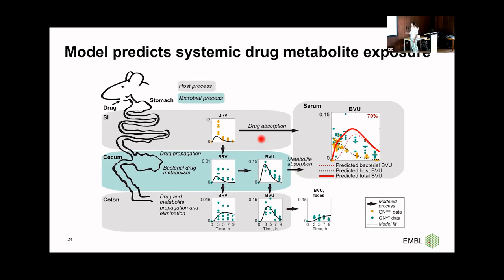So indeed, the mutant colonized mice in orange and the wild-type colonized mice in gray have different drug metabolite kinetics, and the model allows us to estimate that bacteria contribute 70% of the toxic drug metabolite exposure in the host. And yes, of course.